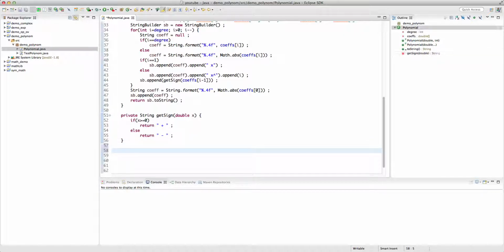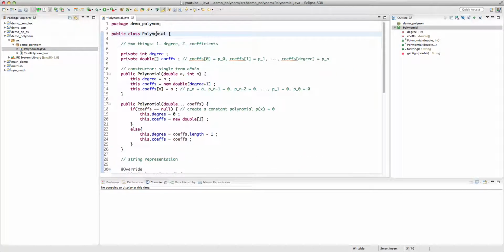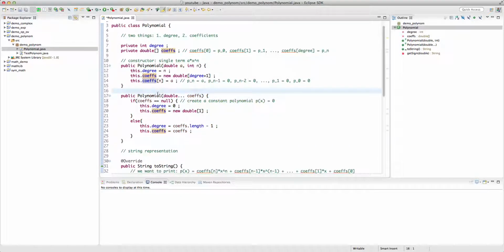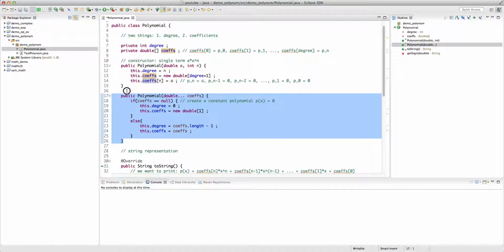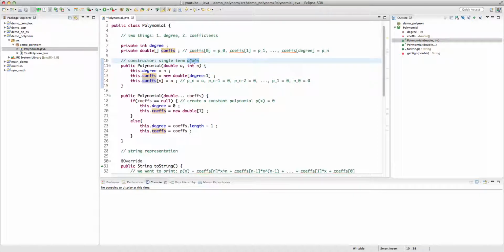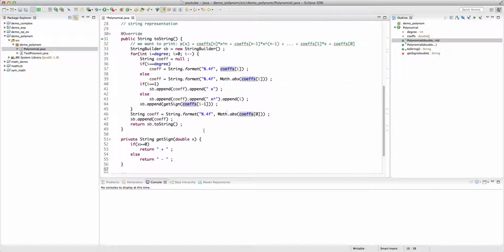So to recap on this code, we created the polynomial class. We have degree and coefficients. We construct the polynomial mostly based on an array of coefficients, an array of double numbers, real numbers. But we also implemented a single term, ax to the n. And then we also worked on the string representation. We overrode the toString method.